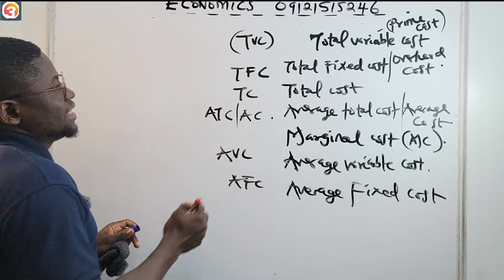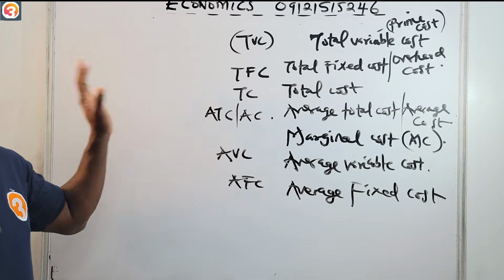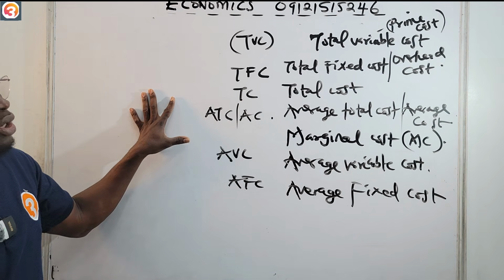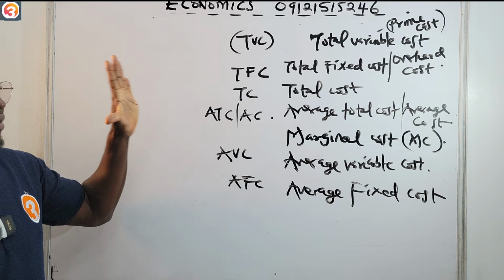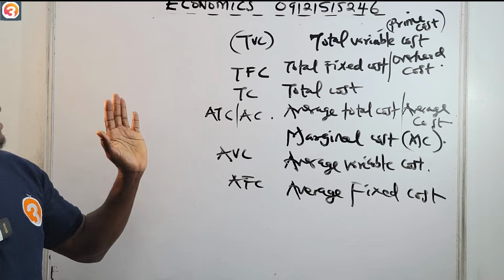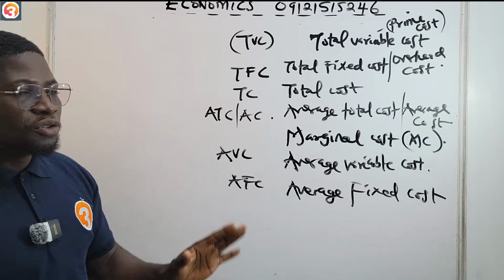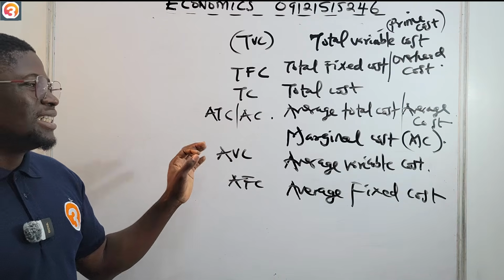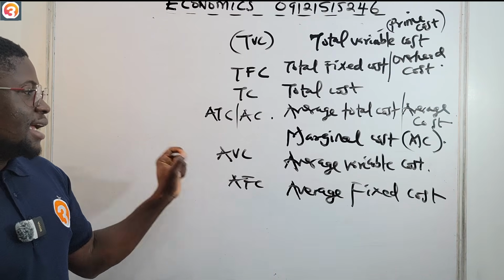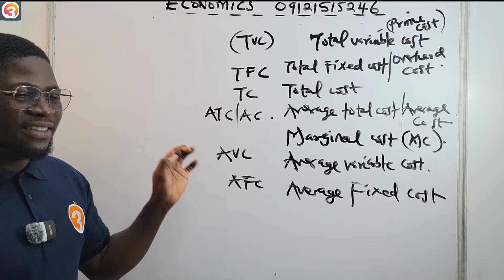All right. So these are the 7 types of costs that are incurred in the short run. In the short run cost analysis, we have 7 types of costs: the total variable cost or the prime cost, the total fixed cost or the overhead cost, the total cost, the average total cost or average cost, the marginal cost, MC, AVC, the average variable cost. They will now have the average fixed cost.